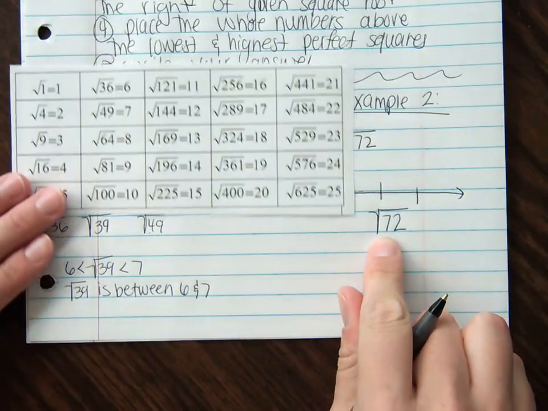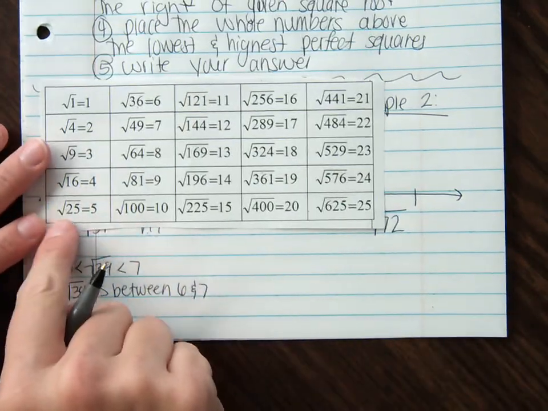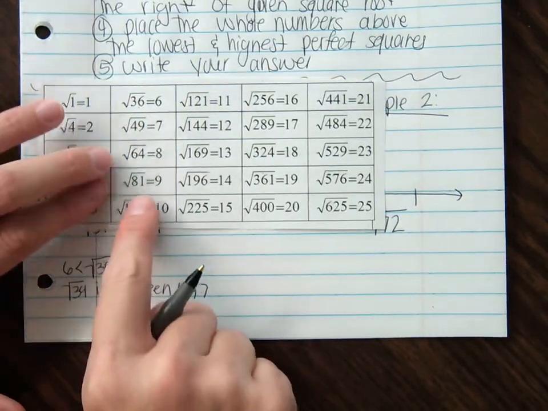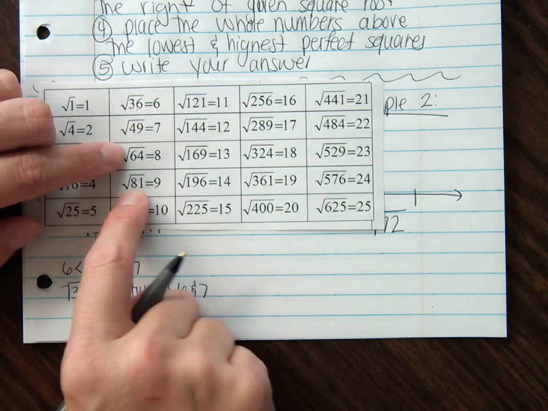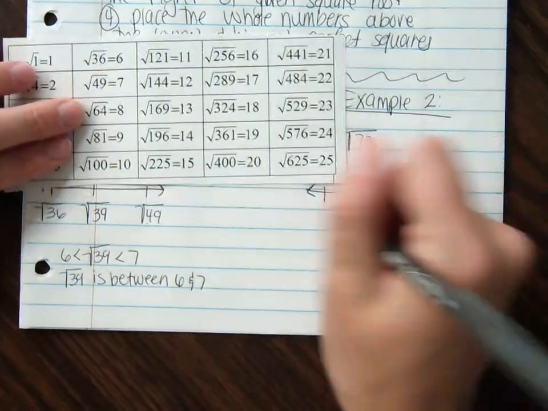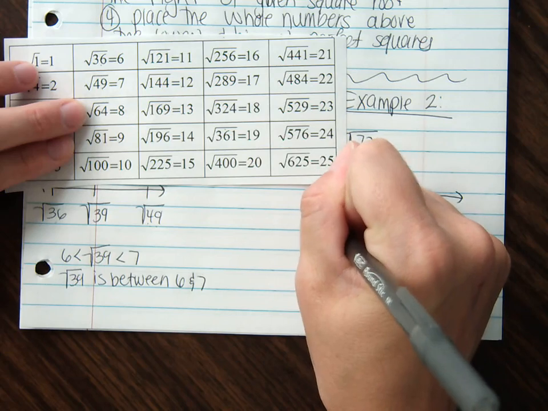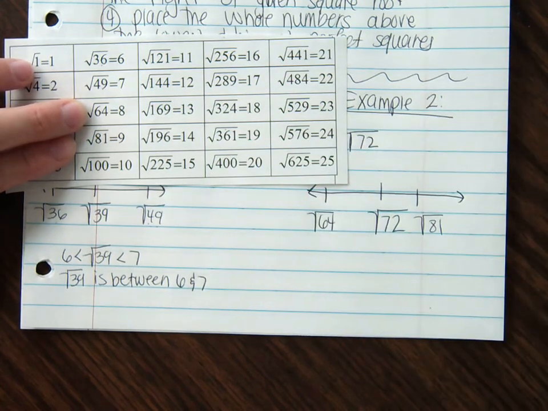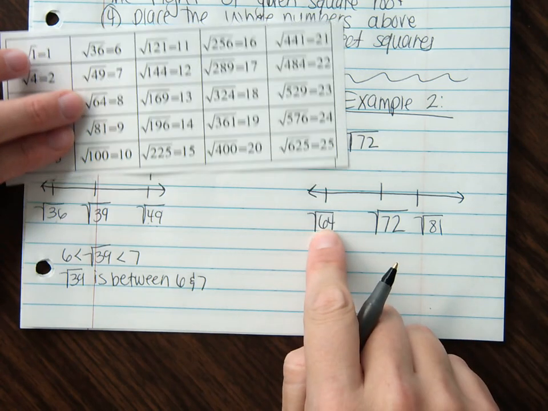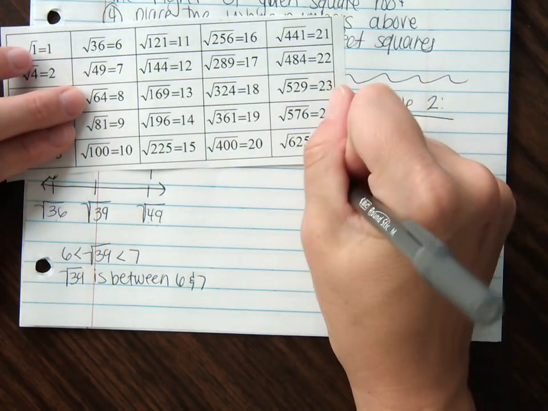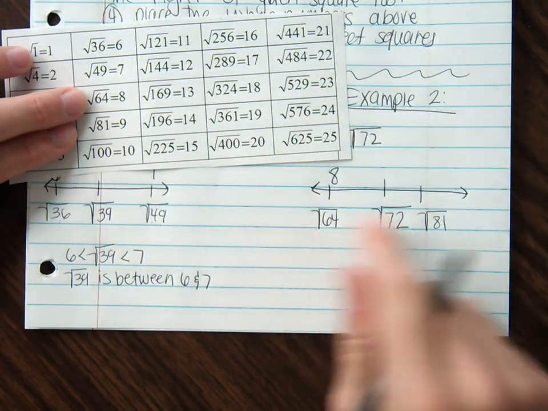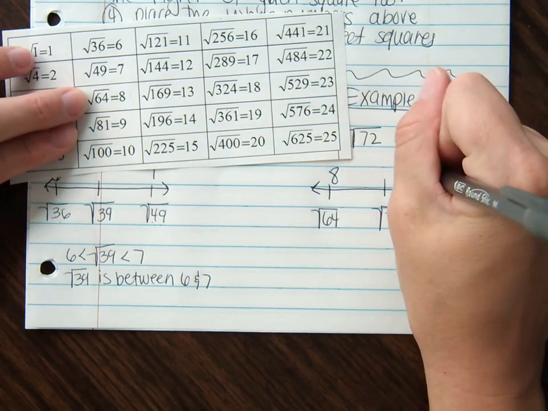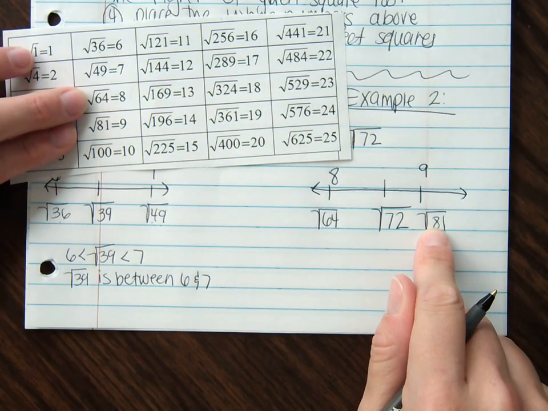So now we're looking for where the square root of 72 is between. So we're looking through and we see that 72 is between the square root of 64 and the square root of 81. My lowest perfect square is the square root of 64, and my highest perfect square is the square root of 81. The square root of 64 is 8 because 8 times 8 is 64, and the square root of 81 is 9 because 9 times 9 is 81.